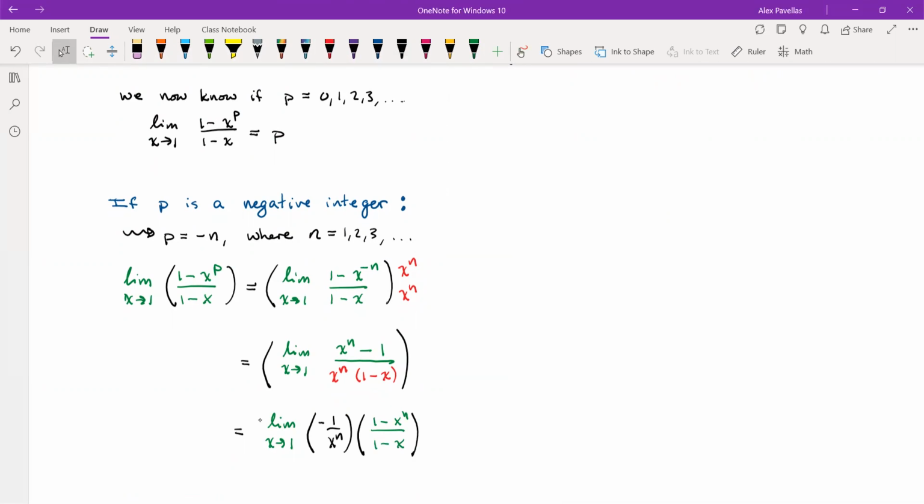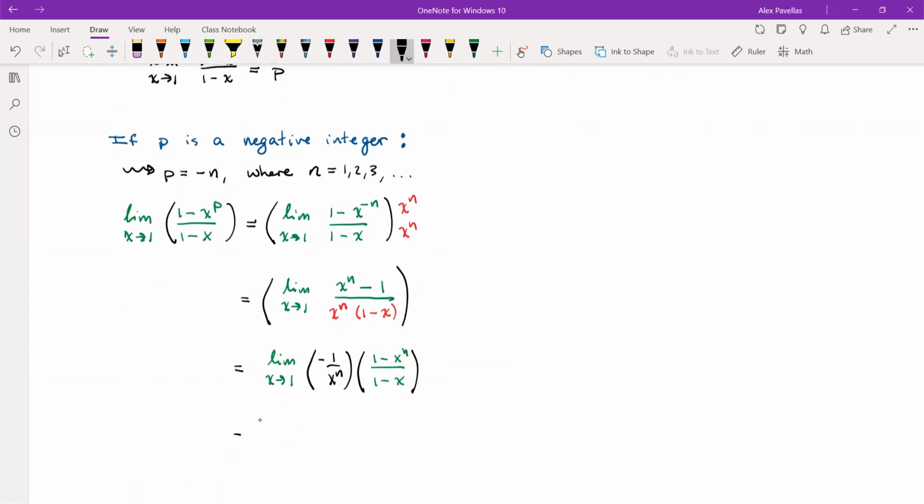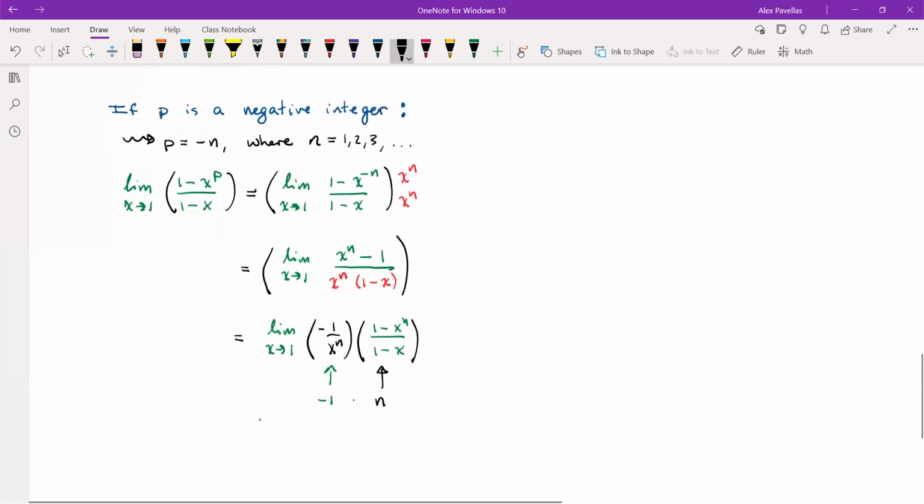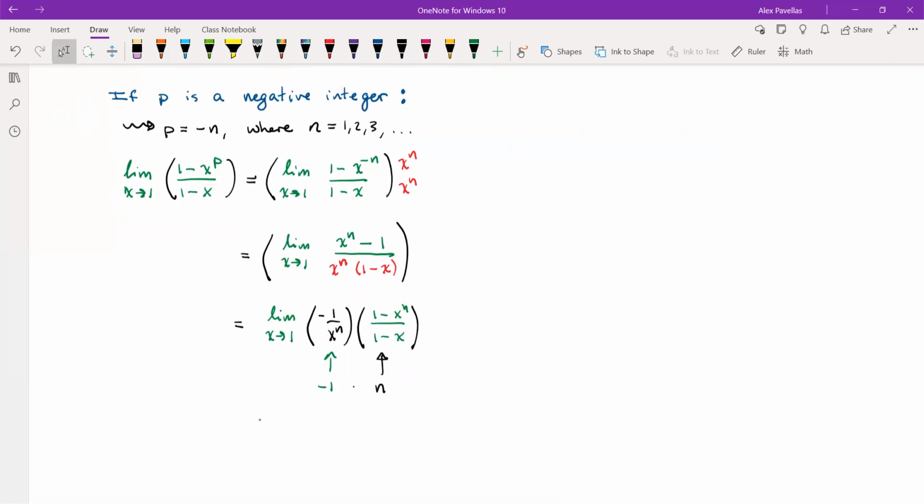This first set of parentheses gives us negative 1. So we could just plug in x equals 1 for the first set of parentheses, and that gives us negative 1 there. And then this second set of parentheses right here, we know is n because we worked that out already. Okay, so we get negative 1 times n, and so we get negative n. So if p equals negative n, we get negative n. So this limit is negative n.